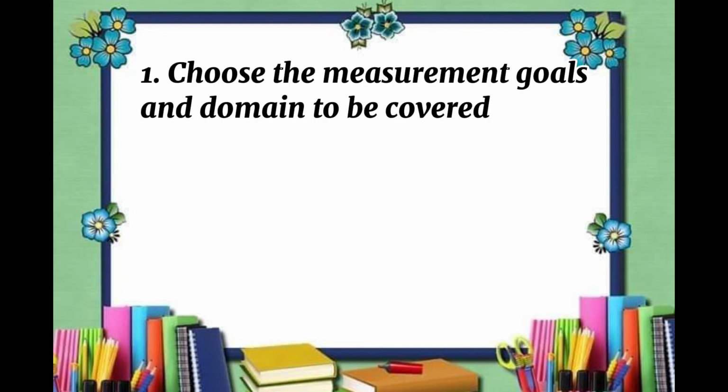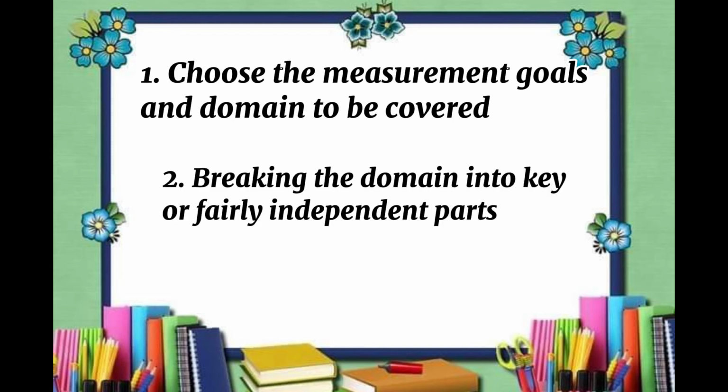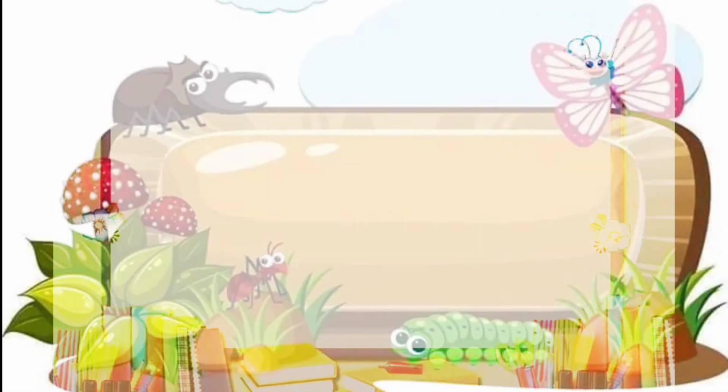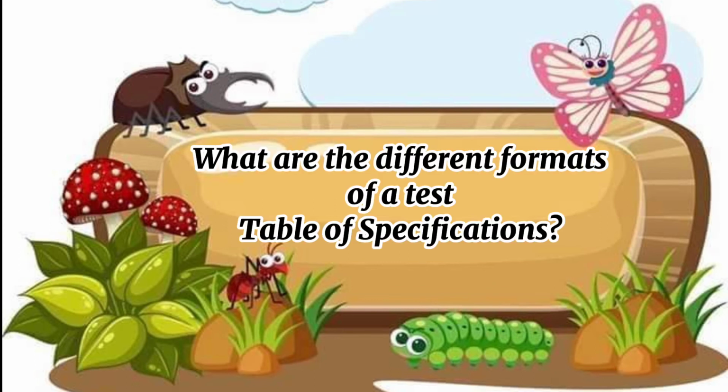First is choosing the measurement goals and domain to be covered. So it simply means that you must list down the topics covered for inclusion in the test. Second is breaking the domain into key or fairly independent parts, such as concepts, terms, procedures, and applications. So it's simply defined as to determine the objectives to be assessed by the test. And last is constructing the table. So you must specify the number of days or hours spent for teaching a particular topic. Now let's move on to the last topic. What are the different formats of a test table of specifications?